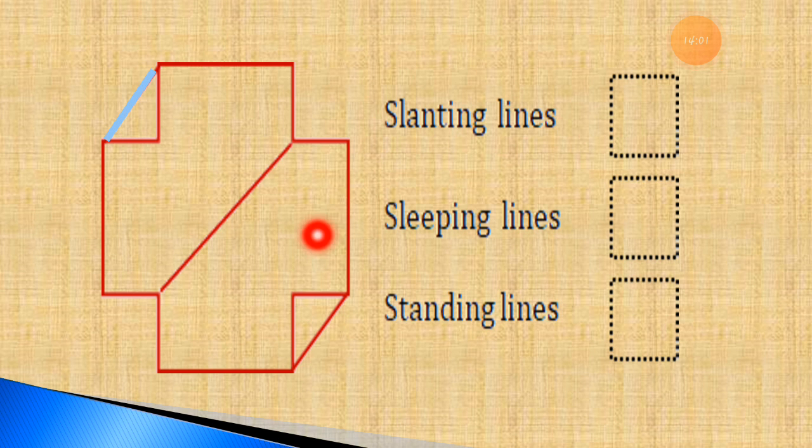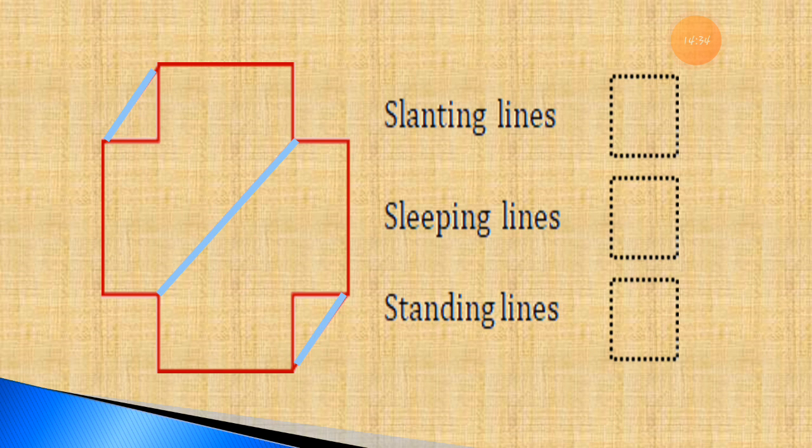So I draw a blue color line on the slanting line. I overwrite it so you can easily identify it. Here is slanting line number 1. Can you see this? Slanting line number 1. Here is slanting line number 2. You can see I just drew a line over it, so you can easily identify where the slanting line is. Here is the first slanting line, here is the second, and here is the third.